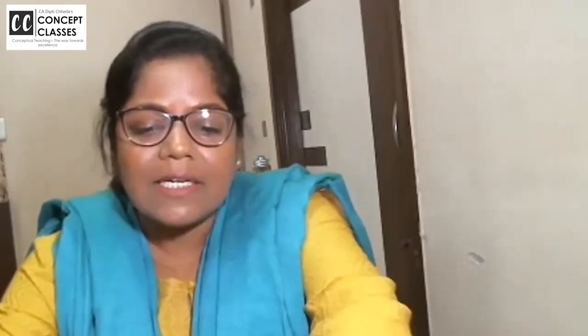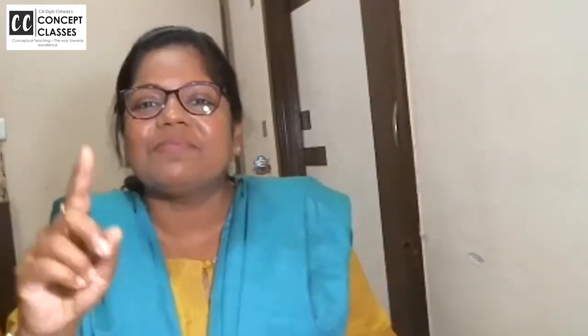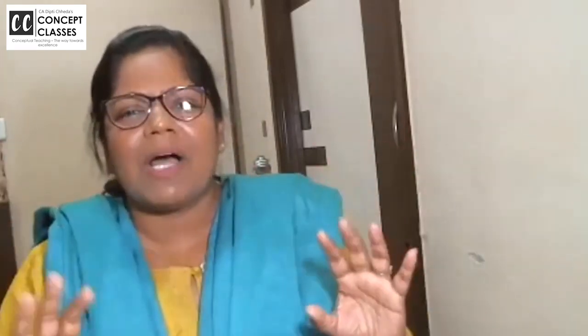Now, the first topic to be taken is theory. When I say theory, the first chapter. The immediate question is, ma'am, distinguish between cost reduction and cost control. This comes for 6 marks, and maybe 6 to 7 times.